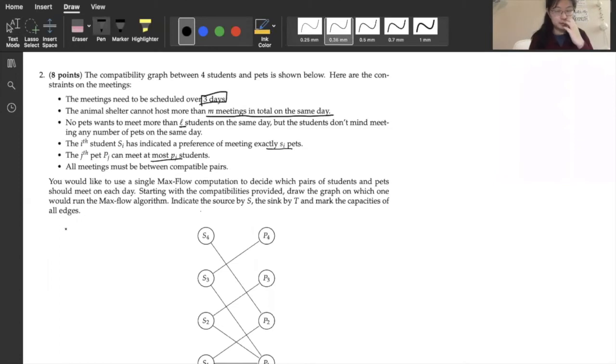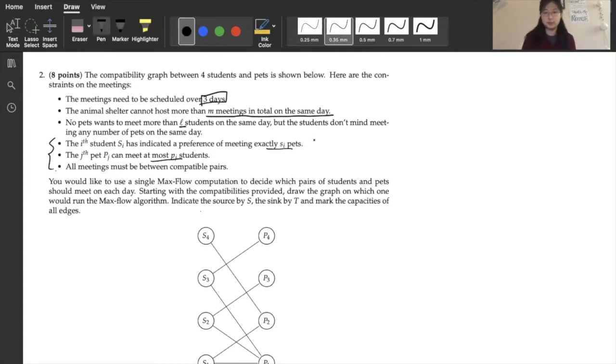All right. And all meetings must be between compatible pairs. So these three are the old rules, and we have these new 3 rules, and all 3 rules are concerning splitting up the scheduling over 3 days. All right. So let's just think about this. If I want 3 days, I have a couple of options.